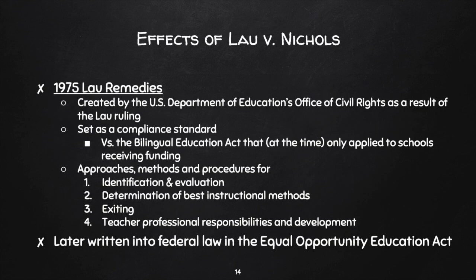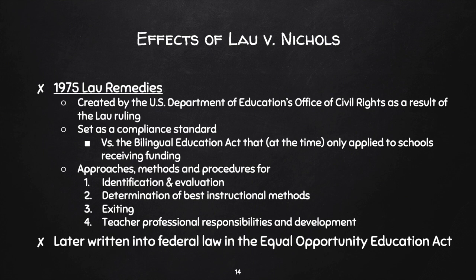So as a result of the 1974 Lau v. Nichols case, the 1975 Lau remedies were created by the U.S. Department of Education's Office of Civil Rights. These remedies were set as compliance standards. Now, the Bilingual Education Act at the time in 1975 only applied to schools receiving federal funding. And remember, when the Bilingual Education Act first came into federal policy, it was seen as a discretionary or competitive program. So schools could use it if they wanted to. If not, don't worry about it.